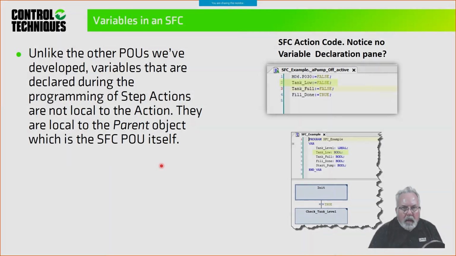All right. Again, where we left off, we were talking about variables and the global variable list. And again, just to reinforce, with the sequential function chart, the variables that are declared as step actions become local variables as part of the parent POU. So that's a little different.